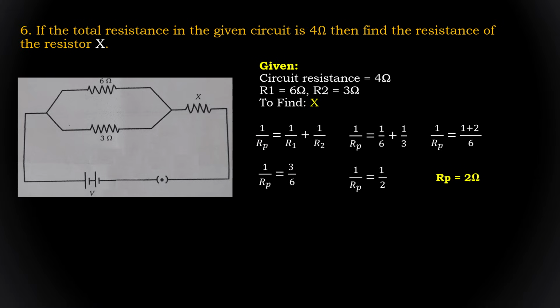To find the value of X, we have to make use of the value they have given, the circuit resistance, which I mark as RT, the total resistance of the circuit, which is equal to resistance in parallel plus X. As we need the value of X, I have just rearranged the terms. Once you rearrange, we get X is equal to resistance total minus resistance in parallel, so X is equal to 4 minus 2, and we get the value of X as 2 ohms. I think you are clear with this. Let's go to the next question.